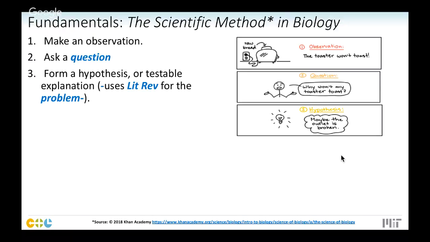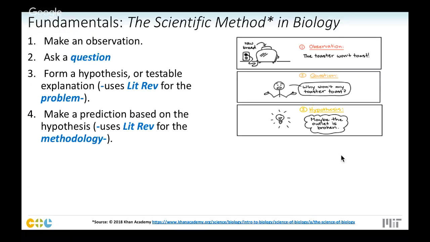And you say, well, maybe the outlet is broken, right? And if the outlet is broken, therefore, it's not going to make the toaster work, and therefore, my toast will not be toasted. So now you have this hypothesis. And then the next is, well, make a prediction. How you can actually validate your hypothesis, right? So you need to build also a prediction.